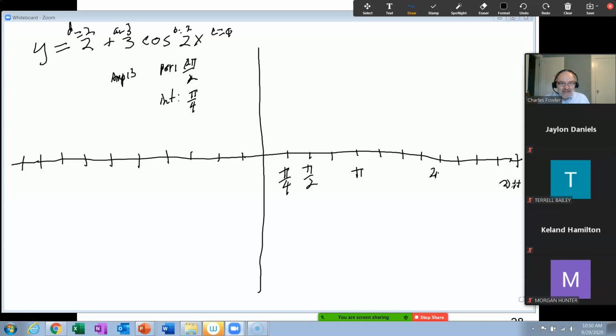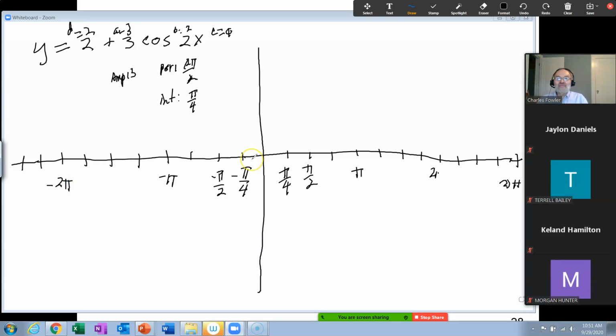That's the 3 pi, and that's an ugly 3 pi, but this pen just will not draw a 3 well. Over on this side, minus pi fourths, minus pi halves, minus pi, minus 2 pi. I don't think I'll need any further than that.